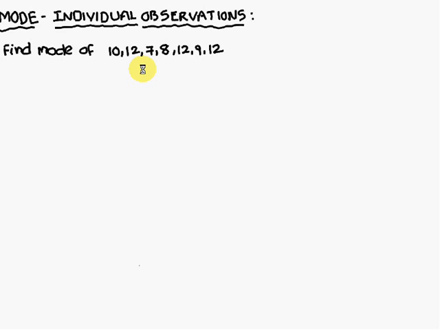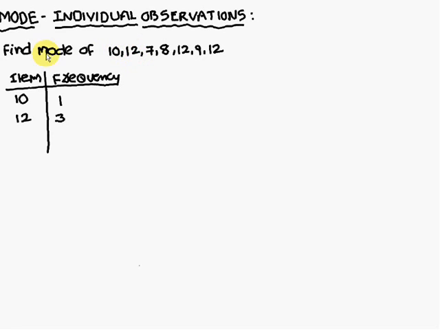To find the mode for individual observations, first the number is 10. How many times is 10 repeated here? One time, so I have written 1. Next number is 12. How many times has 12 been repeated? 1, 2, 3. Therefore, 3 times.